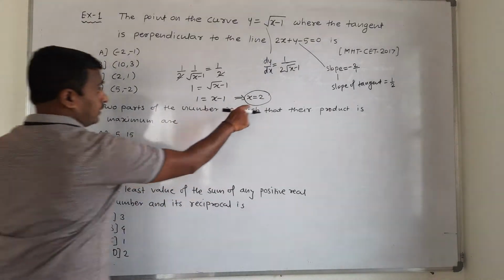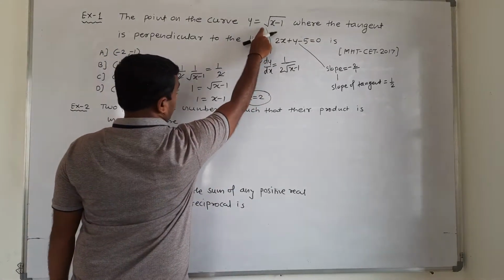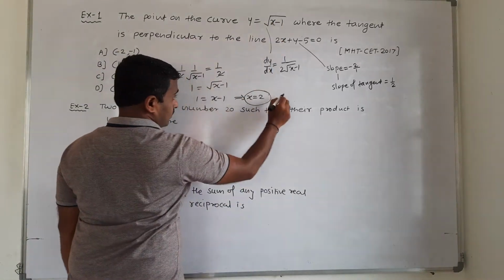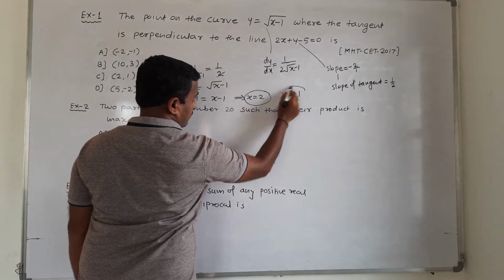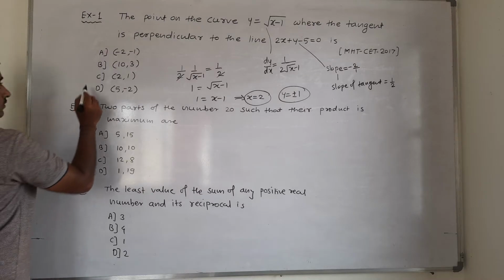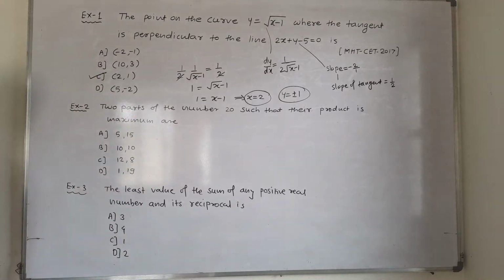Put x equal to 2 in this equation. We get y is equal to square root of 2 minus 1, y is equal to plus or minus 1. Therefore, the point is (2, 1). This is option C.